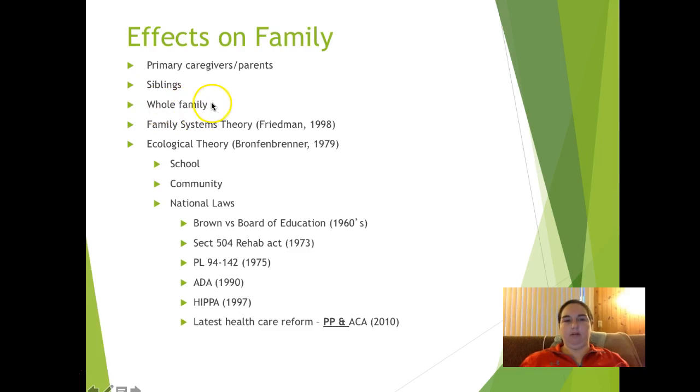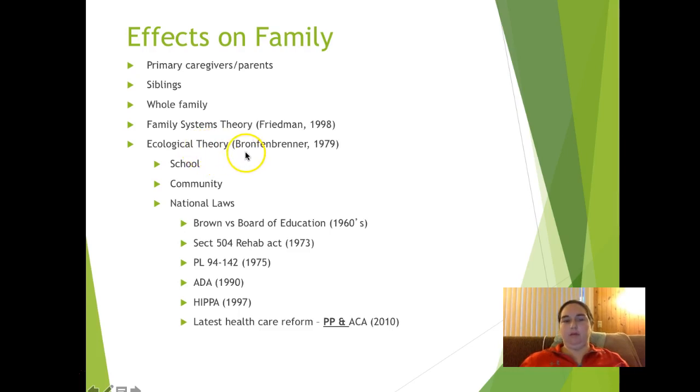So think about how it affects the whole family. Really reference and think about the family systems theory and the ecological theory. You know how I all love Bronfenbrenner, especially when it comes to chronic illness. So whoever's doing the effects on family, when you're thinking about this, really look back at those theories and try to tie in the concepts of those theories to what you've learned about with juvenile arthritis.